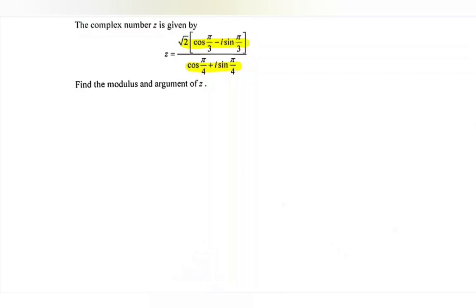So how to convert into the Cartesian form? Very easy, just expand the expression. By referring to the special angles, we have cos pi over 3, and pi over 3 actually equals 60 degrees. So cos 60 is 1 over 2, minus i times sine 60, which based on the special angle is square root of 3 over 2. Over, cos 45 is square root of 2 over 2, plus square root of 2 over 2 as well for the sine 45.